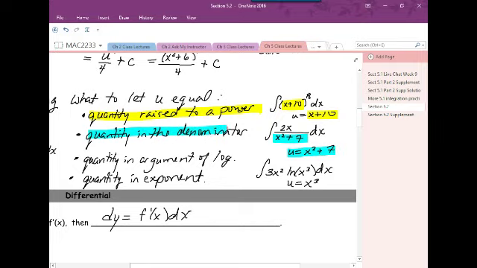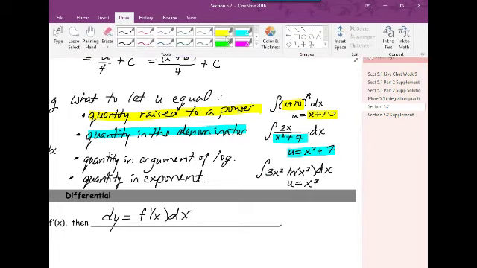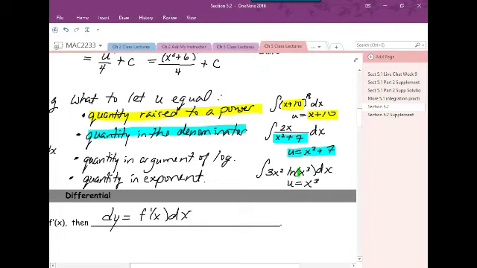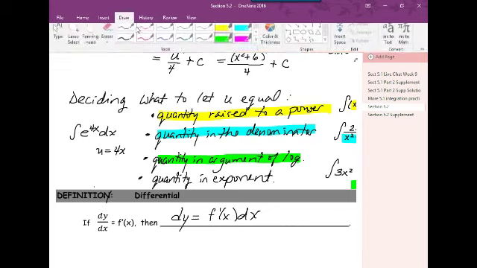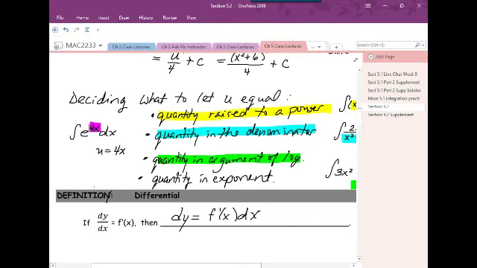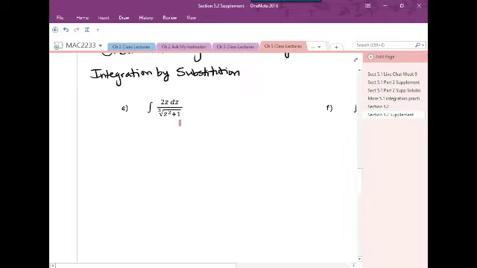In an integral like this one, where we have a denominator, we'll often try letting u equal the quantity in the denominator. In an integral involving a natural log, oftentimes we'll let u be the argument inside the logarithm. And then in an integral that looks more like this one over here, where we have an exponential function, we often let u equal the quantity in the exponent. So keeping those things in mind, let's try a few problems.